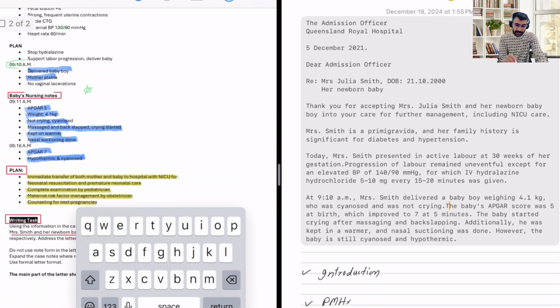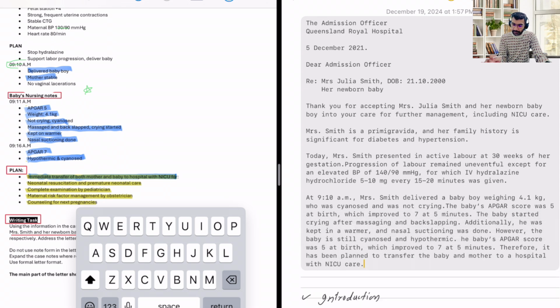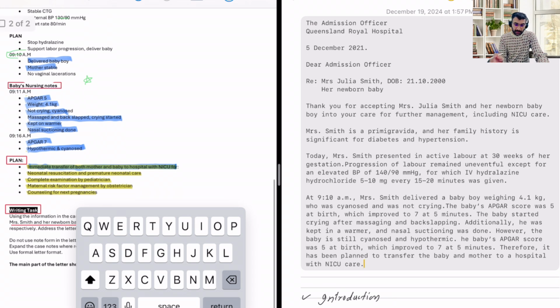Then our plan is immediate transfer of baby and mother to hospital with NICU care. We can mention that or we can skip that. If you want to mention it, we can write, therefore, it has been planned to transfer the baby and mother to a hospital with an ICU care.